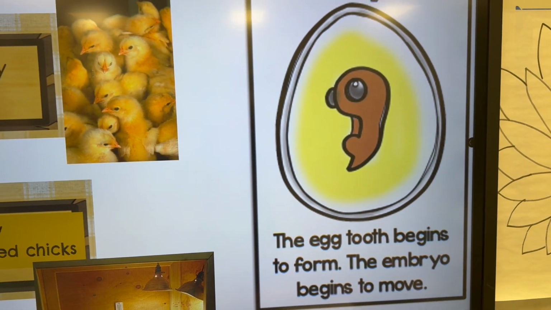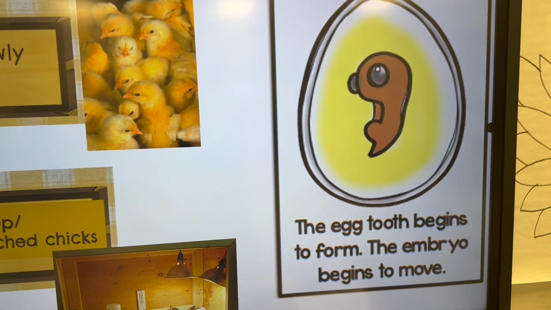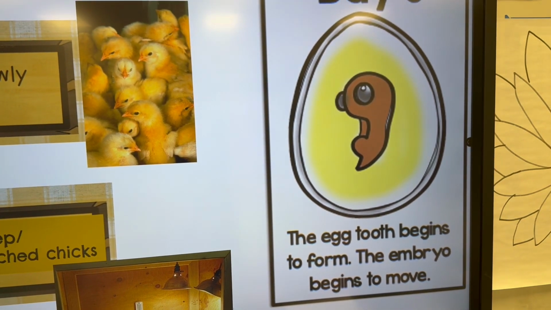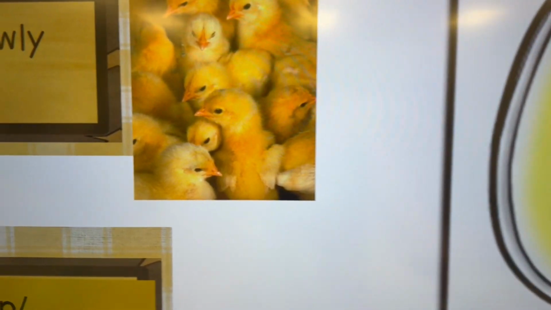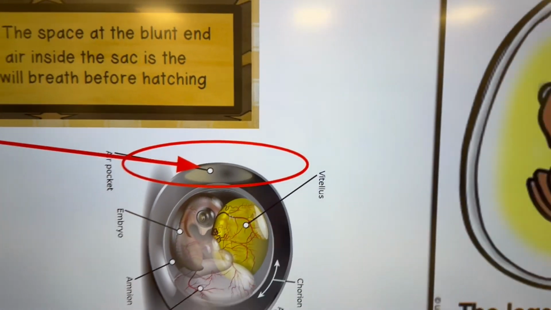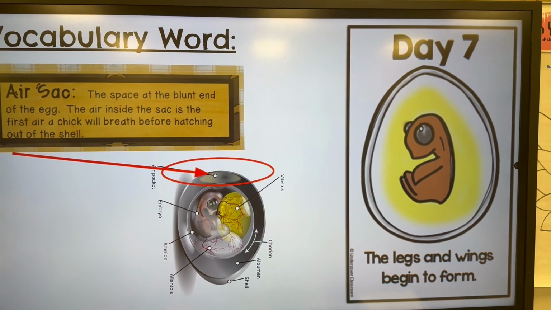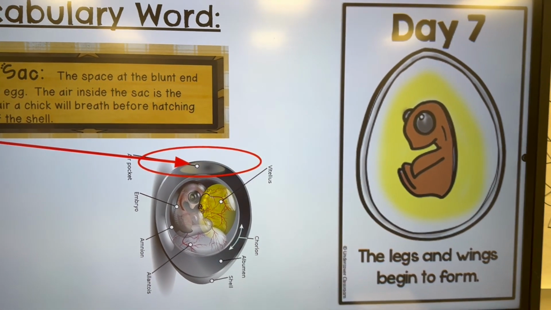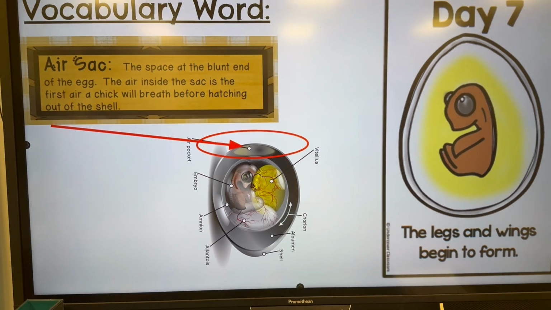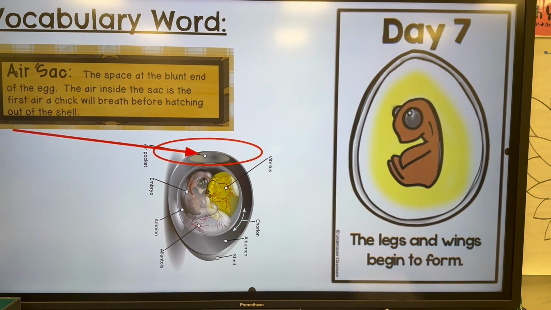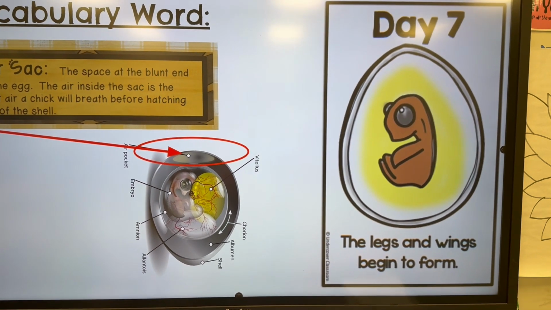So if this is Monday and you're going back and watching the video from Saturday and Sunday, Saturday's video would be day 6, talking about the egg tooth. Sunday's video would have been day 7, talking about the air sac. Yesterday, we also went through and candled all of the eggs. We have gotten rid of 5, and we have 25 left inside our incubator.